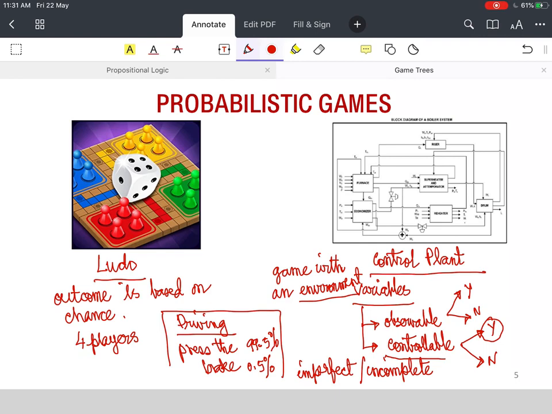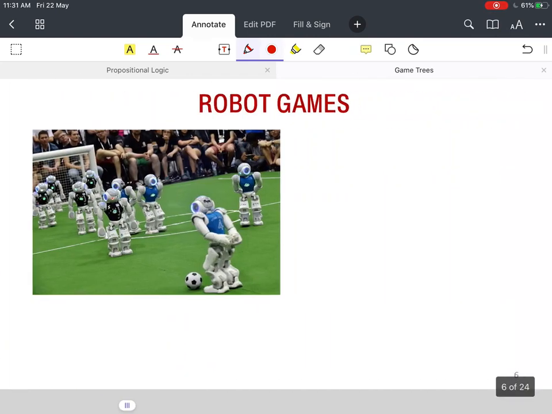The Ludo has got a probabilistic move, then a deterministic move, whereas a driving or a control plant has got a deterministic move, and then there is a probabilistic outcome for it.